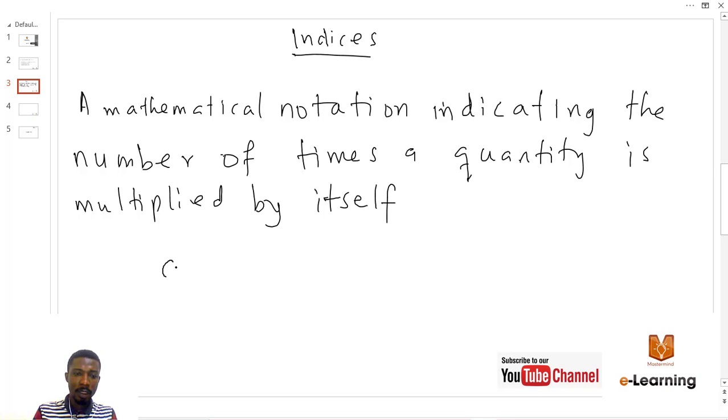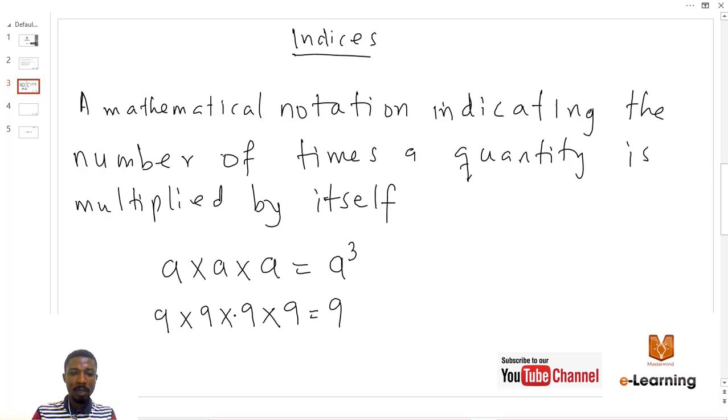So if I have a times a times a, it means that a multiplies itself 3 times. So in indices form, you have a to the power 3. If I have 9 multiplying itself 1, 2, 3, 4 times, that is 9 to the power 4. If I had 7 multiplying itself 1, 2, 3, 4, 5 times, that is 7 to the power 5.